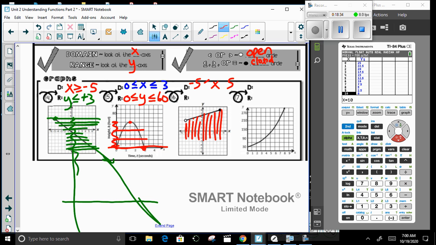That's an open circle, so it's only a less than. That's a closed circle, so it's a less than or equal to.